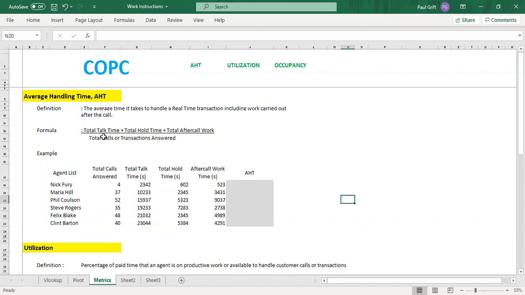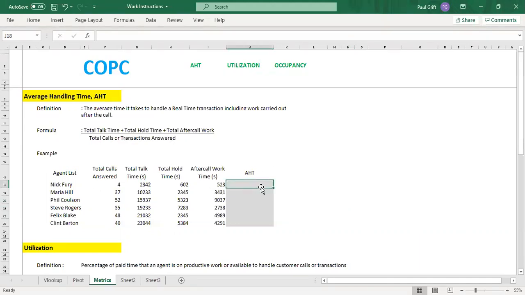So the formula is total talk time plus total hold time plus total after call work. We divide it by the total calls or the transactions answered just to make it the average. Otherwise, if you just add them all, not including the denominator, then this becomes a total handling time, not the average handling time.